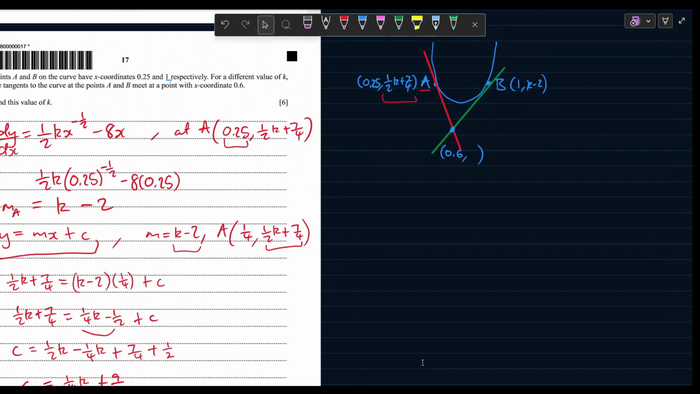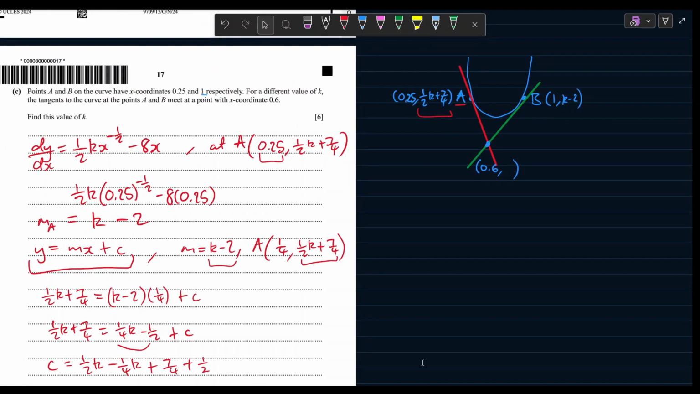Now we need to find the equation of the tangent at B, which is the green line. So again, because this is a straight line, we need two things. We need the gradient as well as a point that lies on that line. And so in this case, our point is the point B. We just need to find the gradient at B. So that's dy dx at B.